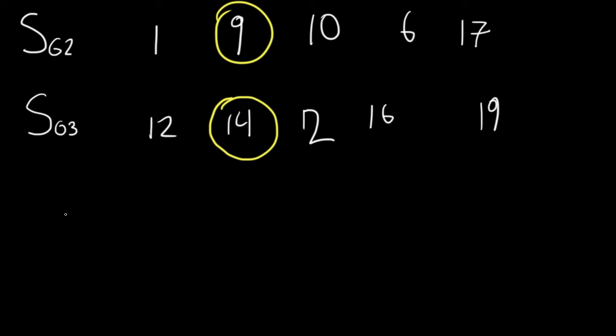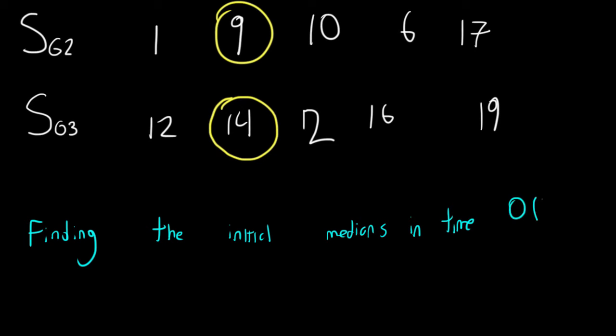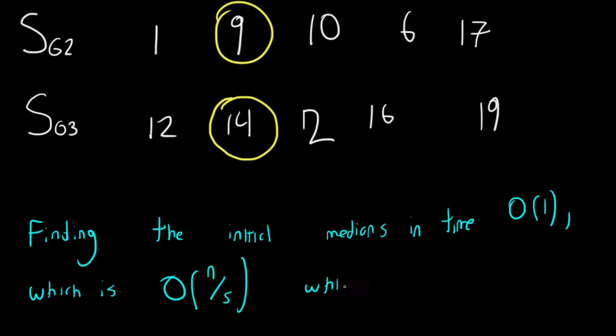So finding these medians, these are really small, remember. So finding the initial medians in time is going to be just big O of 1. And then to find them all, it's going to be big O of n over 5, which is big O of n.